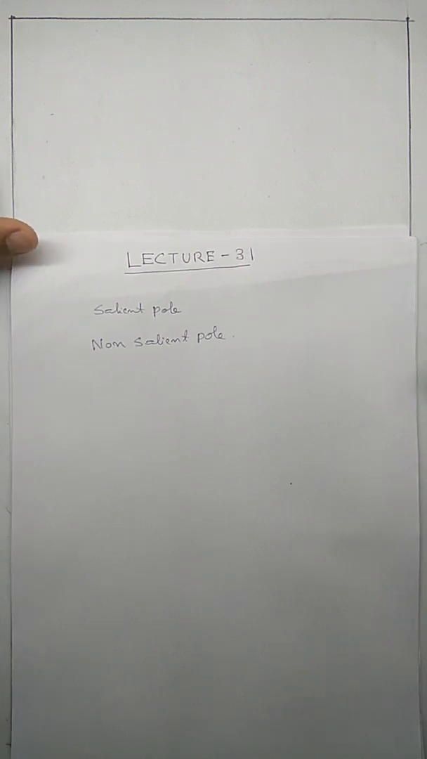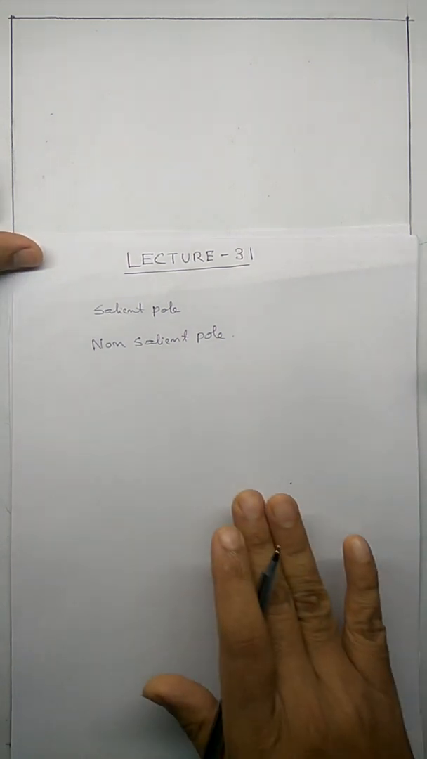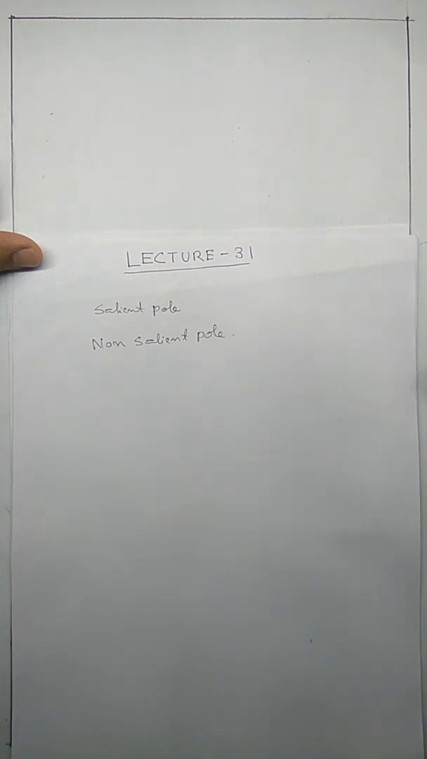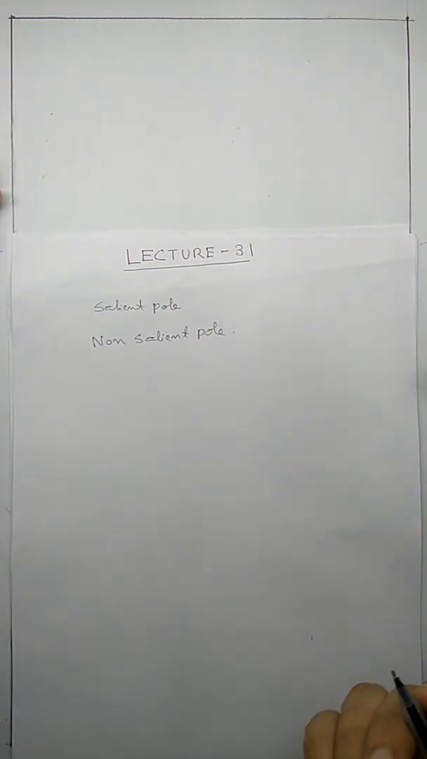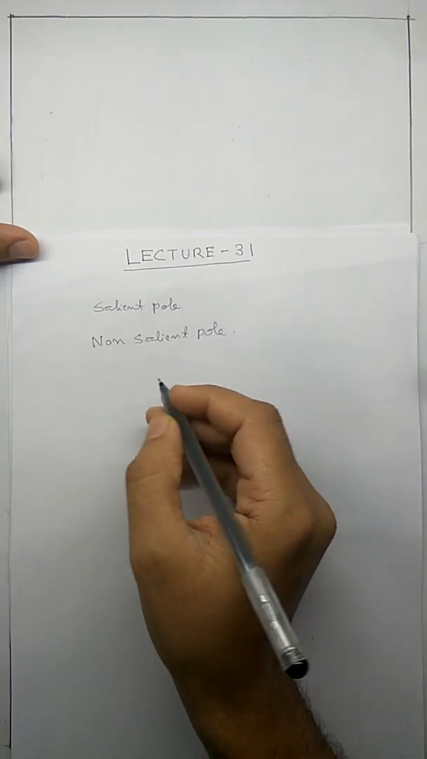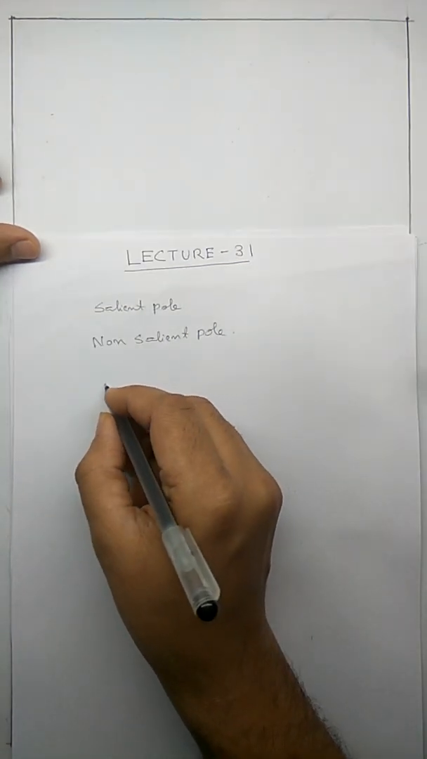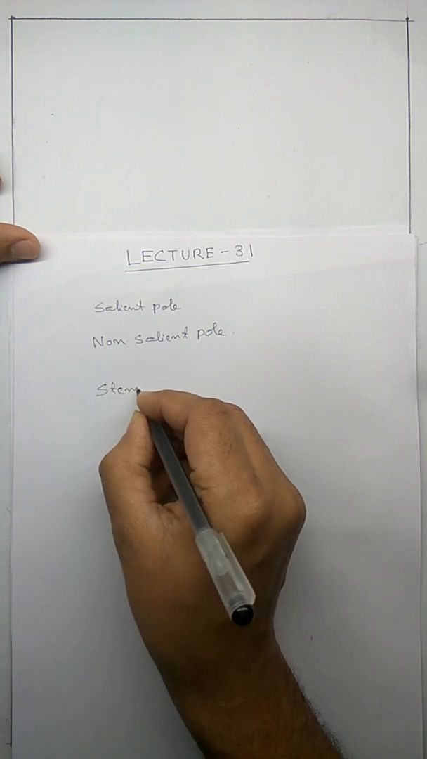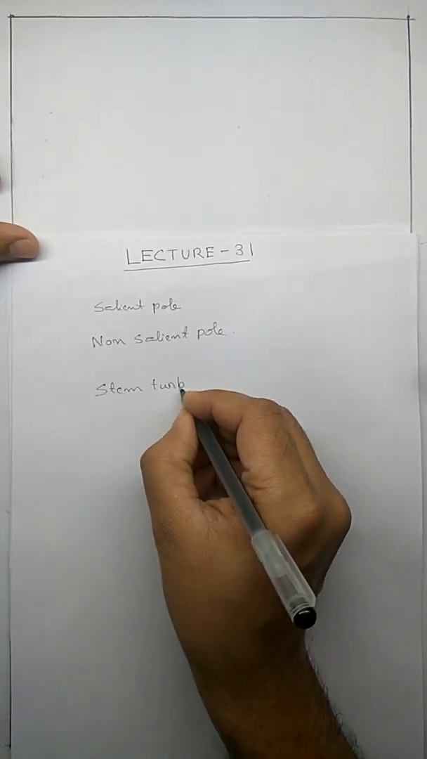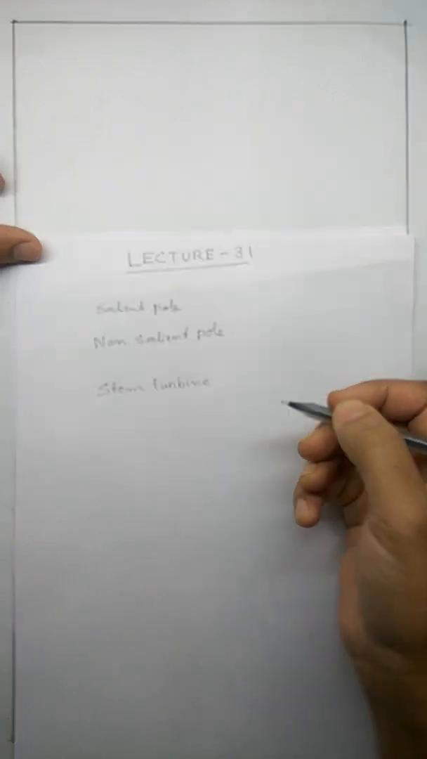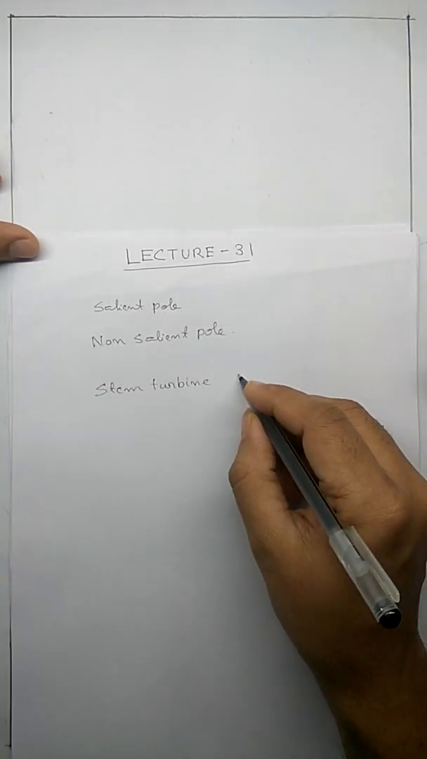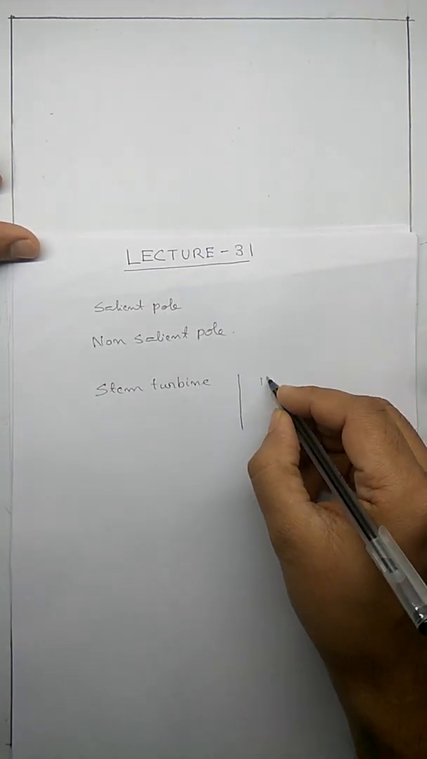Now, synchronous machines are mainly used as generators. So for generators, there are two major types of generation. One is thermal power generation, where we use a steam turbine, and another is a hydel power station, where you use a hydro generator.